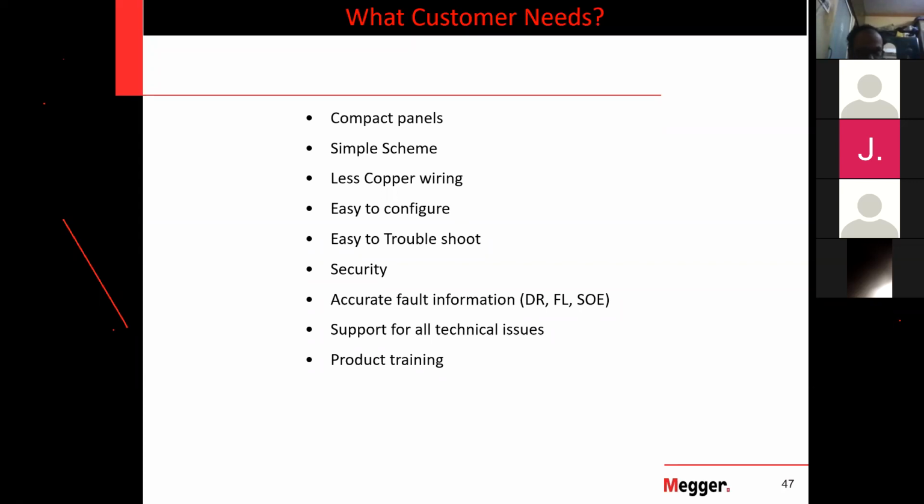Next is copper wiring. So if we have too many wires, it would be very difficult to troubleshoot. If everything is fine, it's absolutely okay. But if something is not working and if we have to troubleshoot, then the copper wiring plays a very important role. So it should be less copper wiring, easy to configure and easy to troubleshoot. This of course is self-explanatory. Just imagine operating your mobile when we are reading all these things.